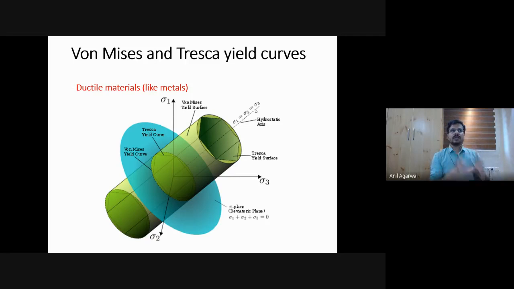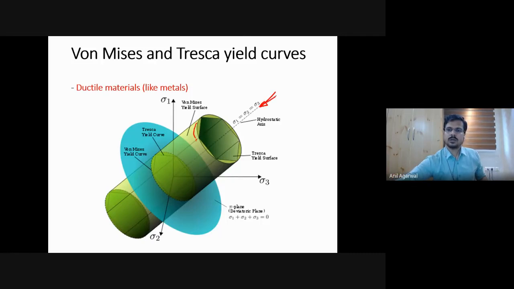Then you can imagine that if you put a cylinder or a prism around it, a hexagonal shaped prism around it, that hexagonal prism will represent the Tresca criteria. And if you put a cylinder around it, like here, that cylinder is perfectly circular. It is not really elliptical. It was looking elliptical in the sigma 1, sigma 2 plane. Likewise, it will look elliptical in the sigma 2, sigma 3 plane.